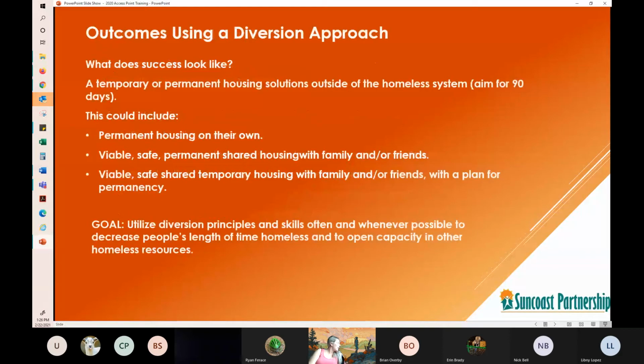So what are the outcomes of diversion? What does a success look like? It can be a temporary or permanent housing solution outside of the homeless response system. It can be permanent housing of their own that maybe they figured out, viable, safe, and shared housing with family or friends. Maybe it's temporary housing with a plan for permanency. Either way, the overall goal is to utilize diversion principles and skills often and whenever possible to decrease people's length of time homeless and open capacity in other homeless resources.